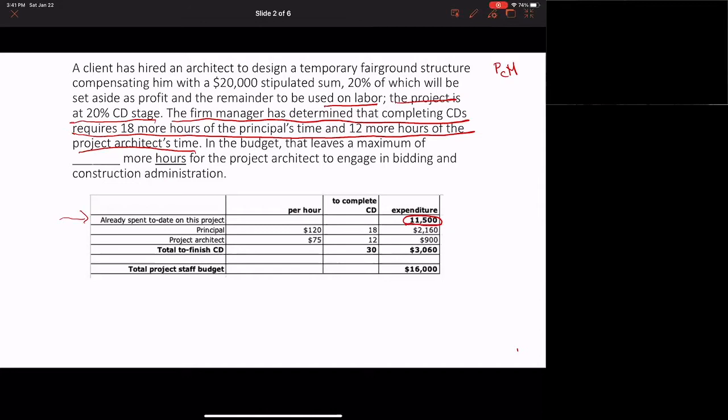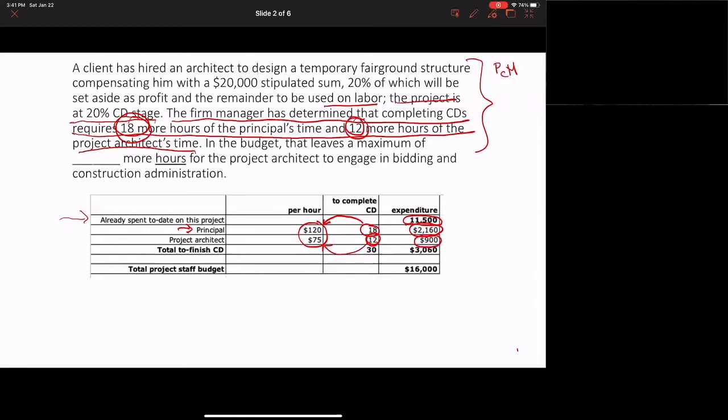We have 18 more hours to complete CDs. We're given here that we have 18 more hours for the principal's time, and 12 more hours for the project architect's time is given here. Now, up in the paragraph, we're not given how much they're paid, but we're given that down here. So it's already calculated that the expenditure for the next 18 hours of the principal's time is going to be 18 times 120, and that's going to give us 2160. And the extra 12 hours for the project architect to finish is going to be 12 hours times $75 an hour, and that's $900.